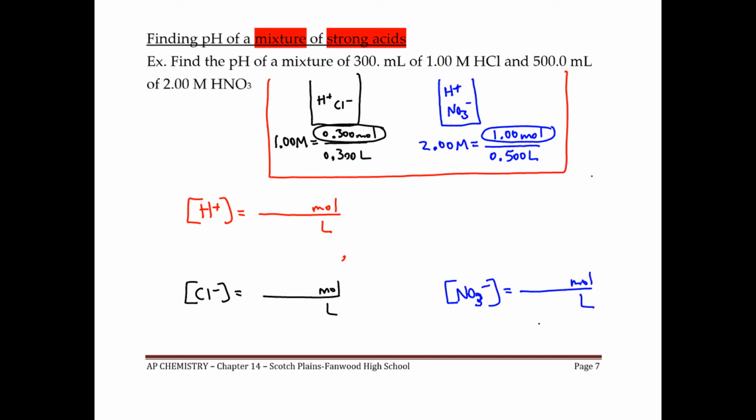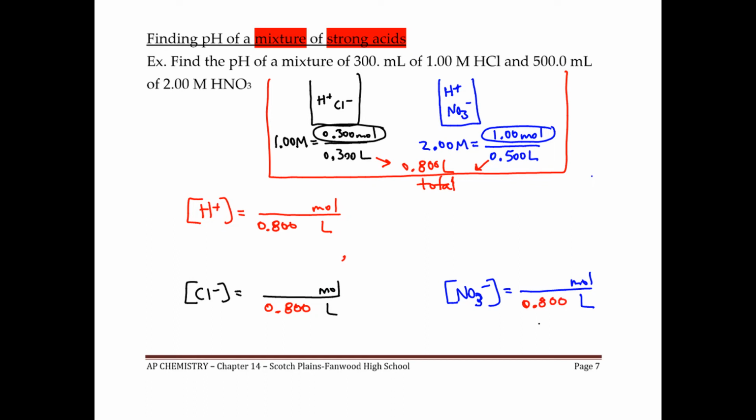If you take a look at this, you can see that the total volume is going to be the sum of these. You'd have to assume that the volumes are additive, so that's 0.800 liters total. So that's going to go over here for all of these calculations. Now we just need the moles of everything.